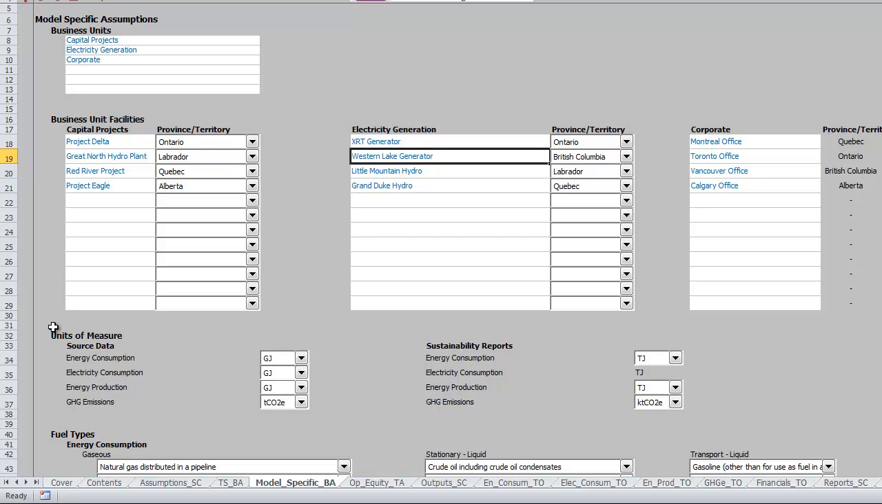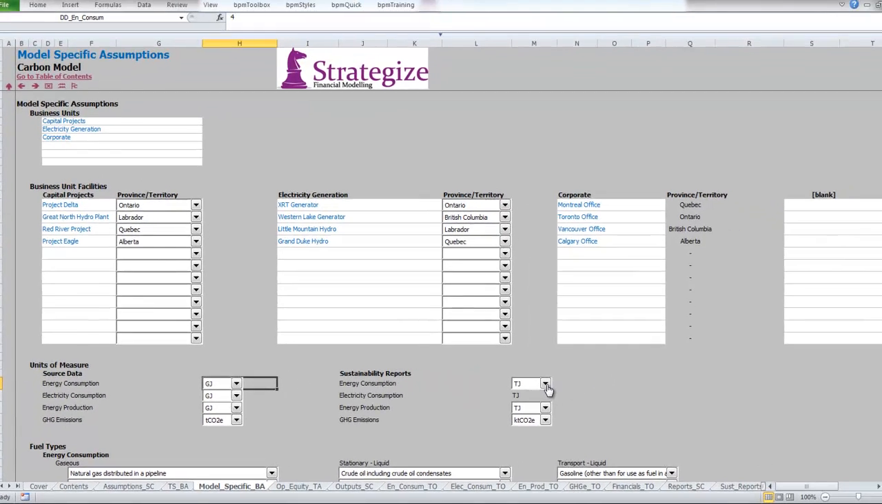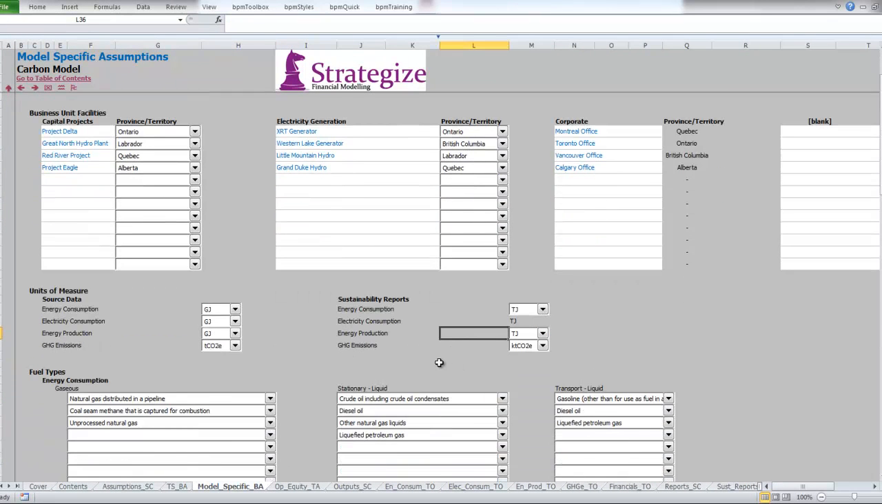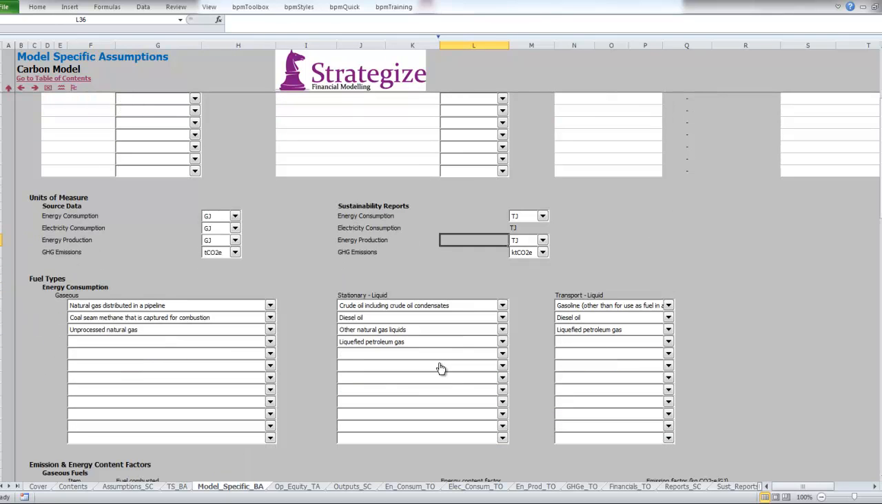With carbon reporting, it is imperative to maintain a uniform reporting structure, and hence I'm showing my energy, electricity consumption and energy production using a base unit of measure, gigajoules. However, under certain reporting schemes such as sustainability report, you may want to report using a different unit of measure. So this model enables you the flexibility of doing that.